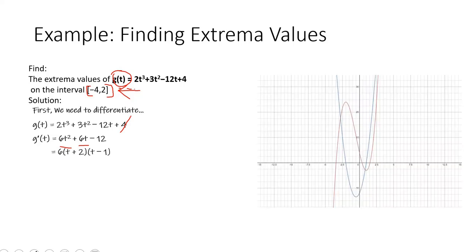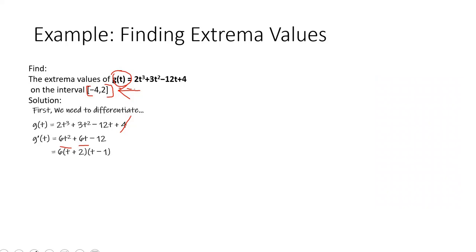And so next up, actually one step before that, in order to find out where g prime of t is going to be equal to 0, we want to factor it like we do right here. That way it's very easy to figure out where g prime of t equals 0, which looks like it's going to be at t equals -2 and t equals +1.